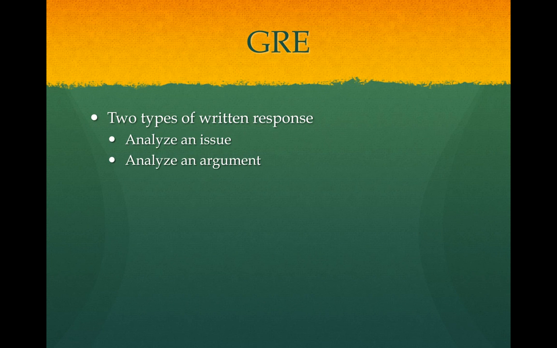So to begin, I think it would be useful if you had that packet that I distributed of all of the different sample responses in front of you, because that's essentially what we're going to be going through in this discussion. So first, an important thing to understand is the GRE writing component. There are two different kinds of responses that you can be asked for. One kind of prompt is one in which they're asking you to analyze an issue. And then the other, which I think is the more complicated one, is the one where you're being asked to analyze an argument. So we're going to look at examples of both.